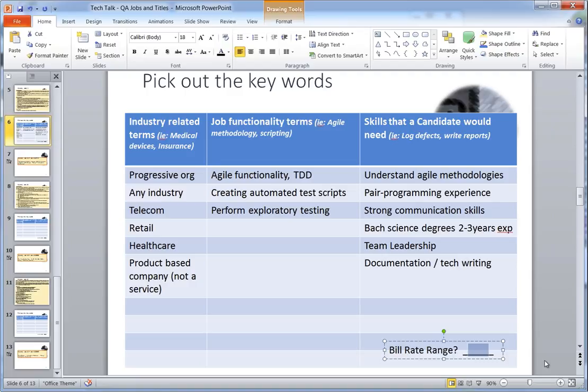Oh, 80 to 90 an hour. Any rebuttals? 70 to 85. Maybe 90. Anybody else? Okay.